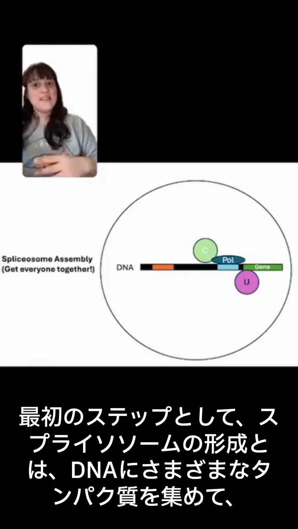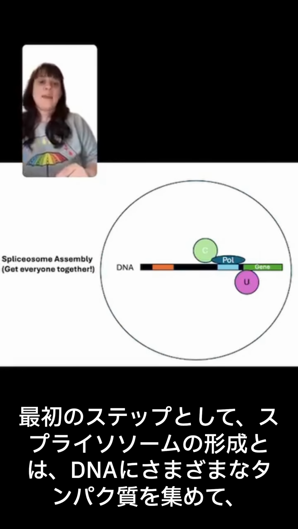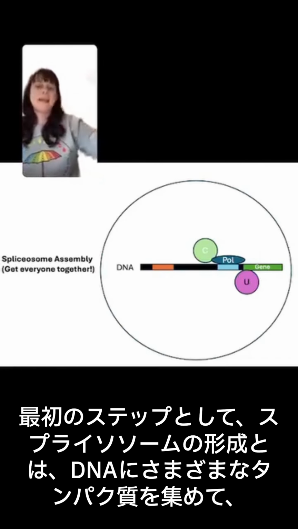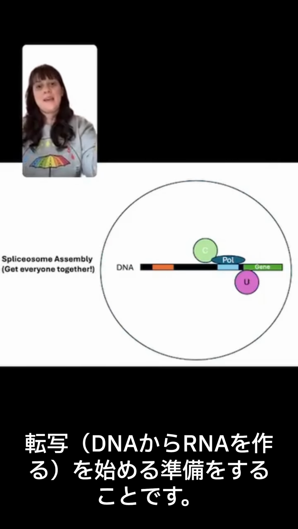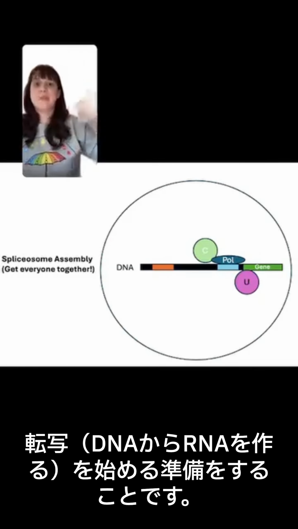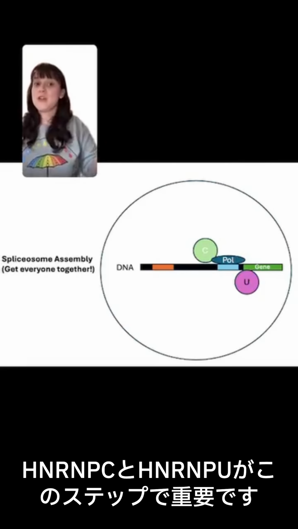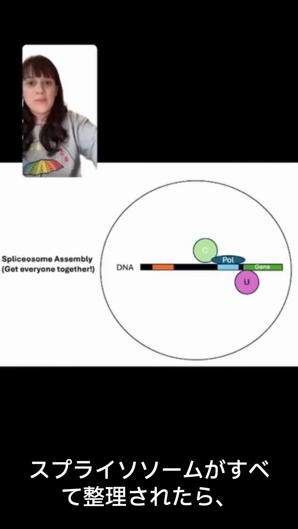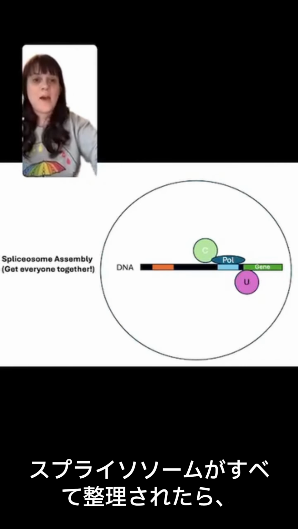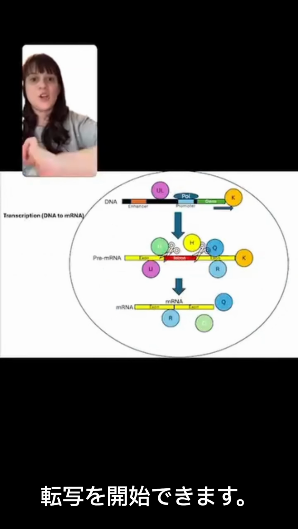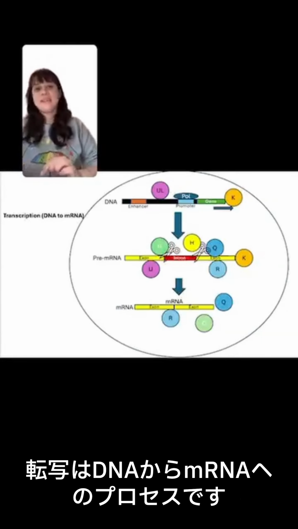But the first step of this is getting the spliceosome together. And this just means recruiting a variety of proteins to the DNA, and they will then work together to begin transcription, which is DNA to RNA. And some of the HNRNPs that we know are important in this process are HNRNP-C and HNRNP-U. After we have the spliceosome all organized, we can start transcription. And so, like I said, transcription is from DNA to mRNA.